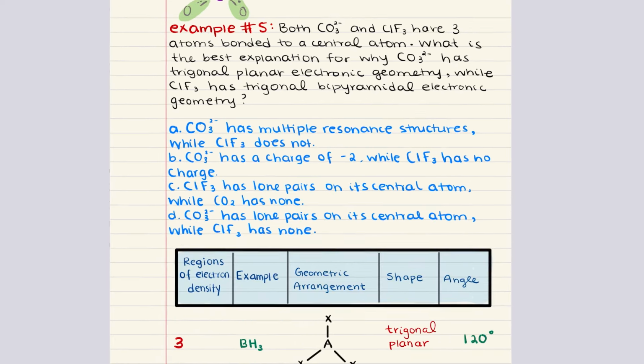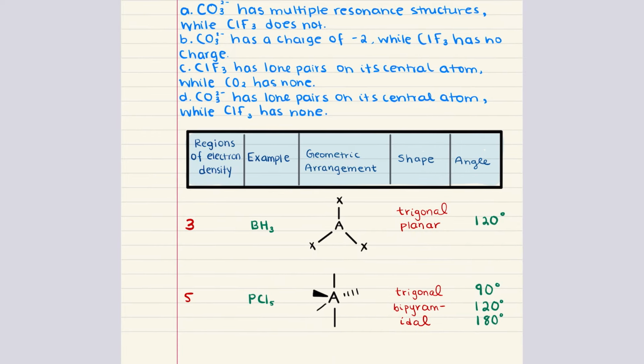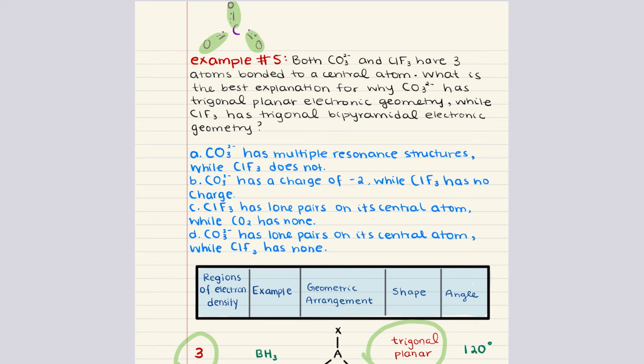The carbonate ion has 3 regions of electron density, and for 3 regions of electron density, the electronic geometry is going to be trigonal planar. Now, chlorine trifluoride is different because we have a central chlorine atom that's bonded to 3 fluorine atoms, but it will also have 2 lone pairs of electrons on that central atom.